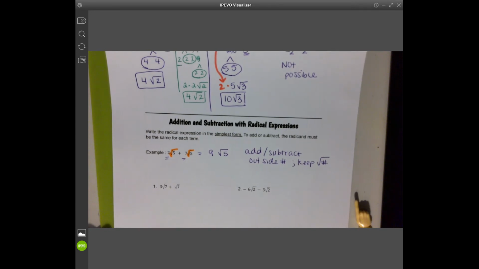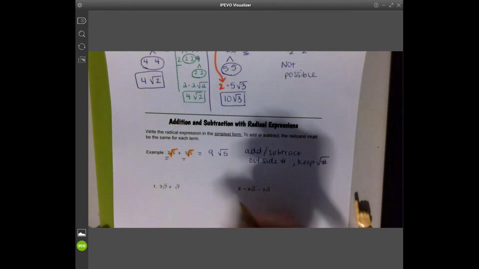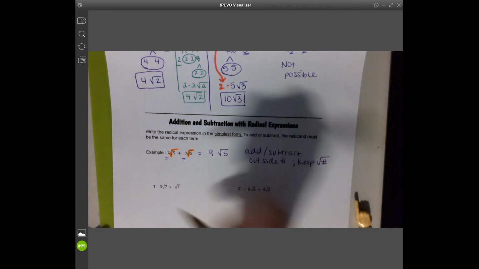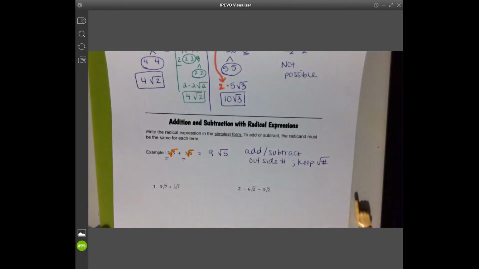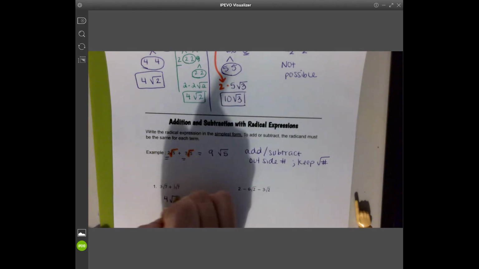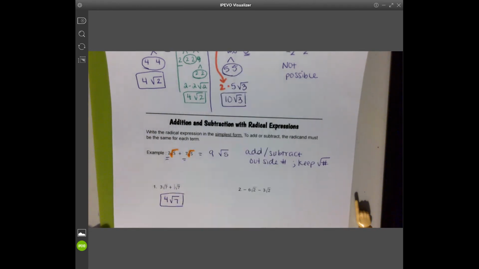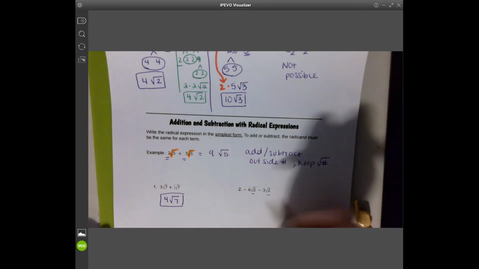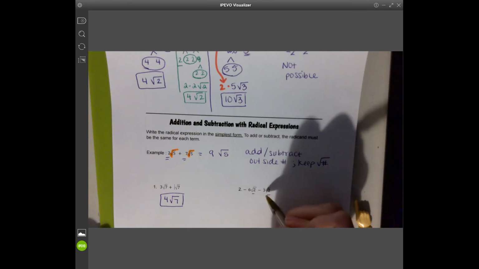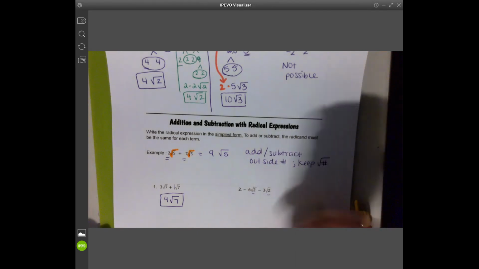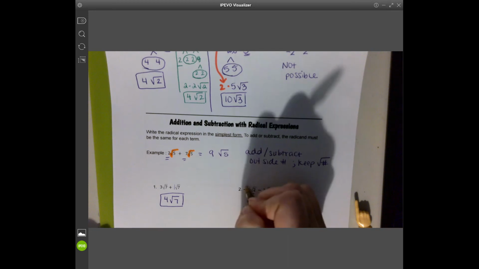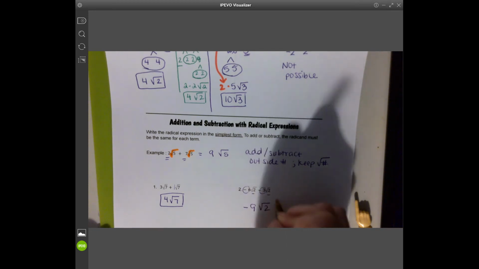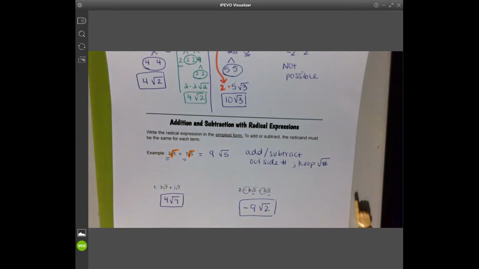All right, so now let's look at number 1. Here we have 3 square root of 7 and square root of 7. In front of 7, it's an imaginary 1 there, understood to be a 1. So here we have 4 square root of 7. Right, and number 2, they both have the square root of 2, so again, common. So now I'm looking on the outside. Negative 6 minus negative 3, so that's negative 9 square root of 2. So now my answers are simplified.